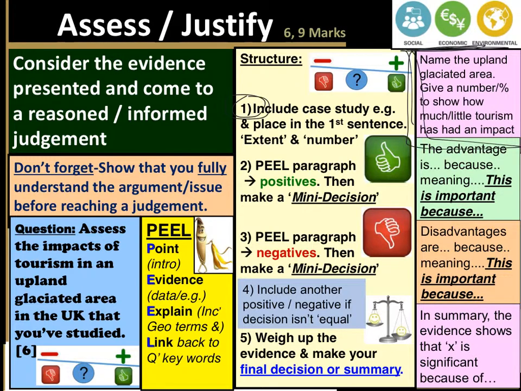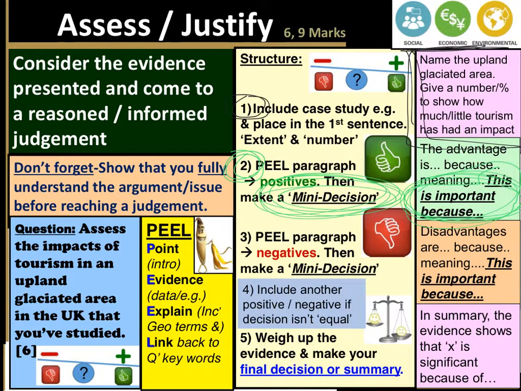Your second sentence is going to be your first PEEL sentence or PEEL paragraph, which is about the positives of the impact of tourism. Then make a mini decision. So for example, it says the advantages are, or the positives are, of tourism. This is because, this means that, and keep developing that if you want with more things. And then of course make that mini decision, which is here. In order to make that mini decision, you're going to say things like, this is important because, or this is significant because. That's a mini decision, which is assessment objective 3 in the exam mark scheme criteria, the decision making or the application of knowledge.